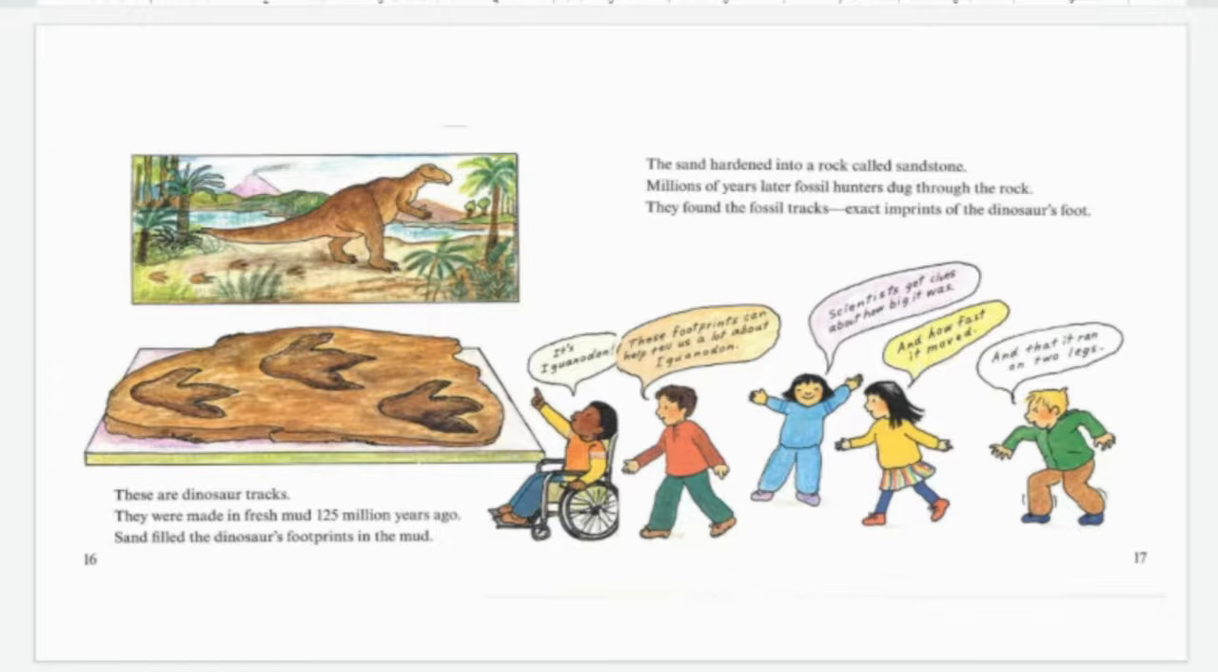These are dinosaur tracks. They were made in fresh mud 125 million years ago. Sand filled the dinosaurs' footprints in the mud. The sand hardened into a rock called sandstone. Millions of years later, fossil hunters dug through the rock. They found the fossil tracks, exact imprints of the dinosaur's foot.